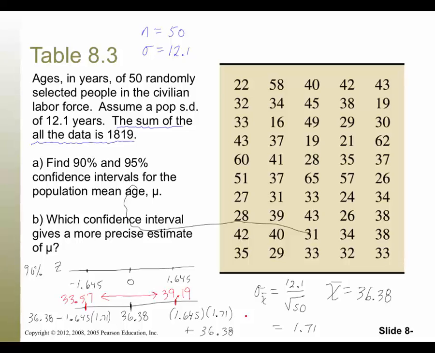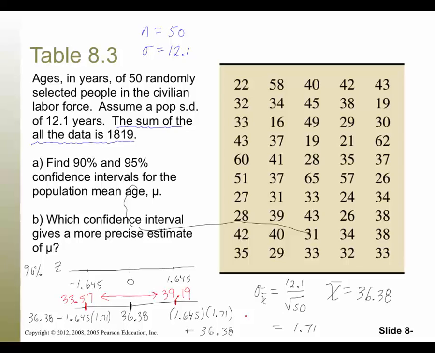Okay, other questions? Do you see that? Okay, so do 95%. So find the 95% confidence interval. All right, before you do it, is it going to be narrower or is it going to be wider range, the confidence interval for 95%? It's going to be narrower or wider?